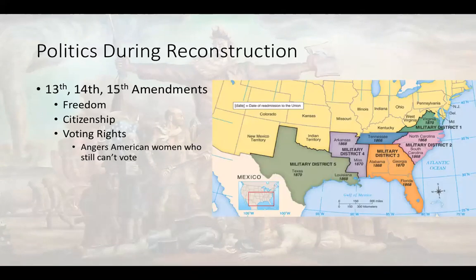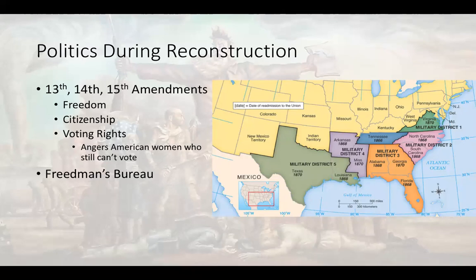Now, important expansions to the federal government's role that actually stuck were the 13th, 14th, and 15th Amendments. So the 13th Amendment freed the slaves, the 14th Amendment gave them citizenship rights, and then the 15th Amendment obviously extended the right of suffrage to former male slaves. This angers American women, namely Susan B. Anthony, who gets into an epic fight with Frederick Douglass, saying, how can you see this as democratic? Because women still do not have the right to vote.